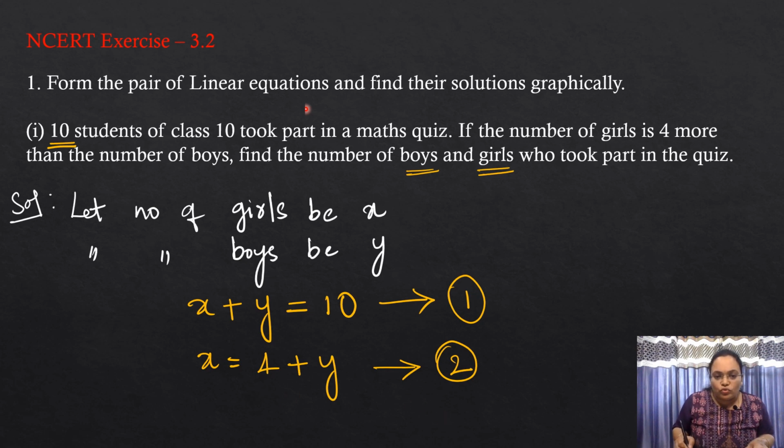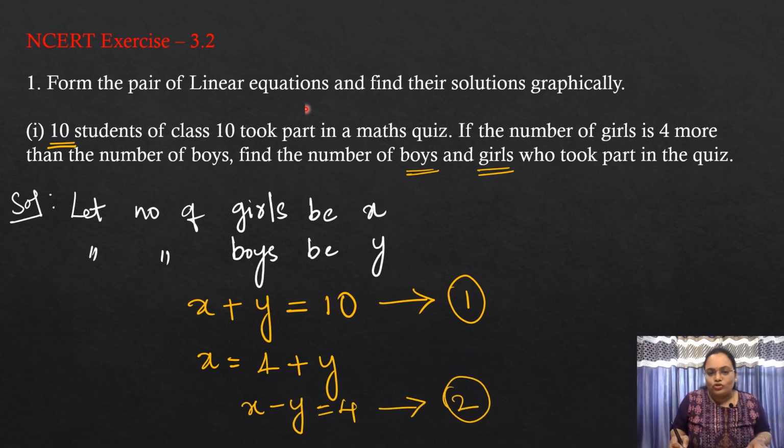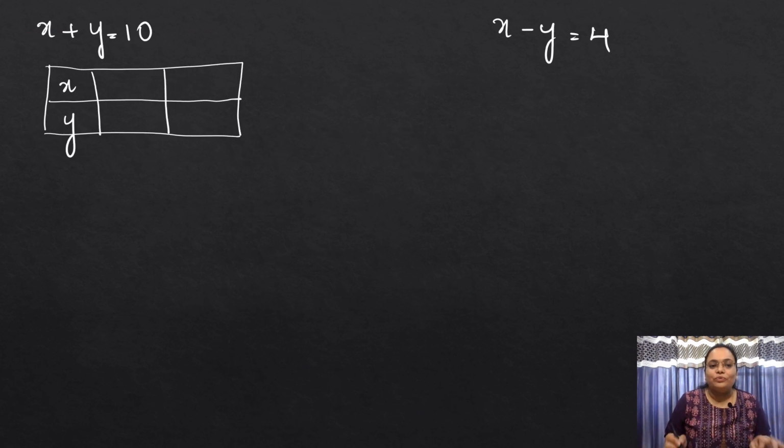From equation 2, you can also change this equation as X minus Y is equal to 4. You can take this as equation 2. So we have formed a pair of linear equations in two variables. We have got equation 1 and equation 2. Now let us find their solutions graphically. As I told you, you need 2 points to draw a straight line. So let us take X is equal to 0 and find the value of Y, and let us take Y is equal to 0 and find the value of X.